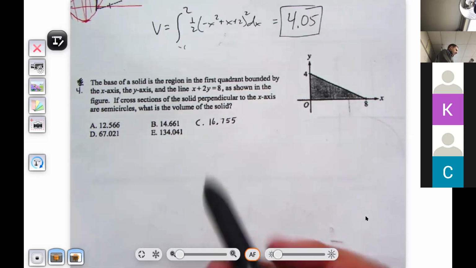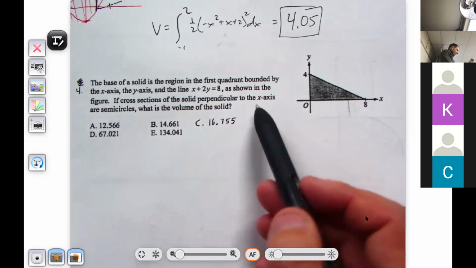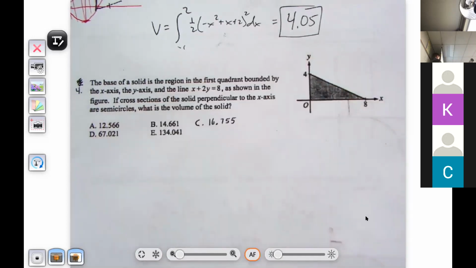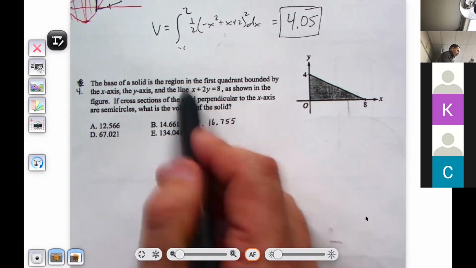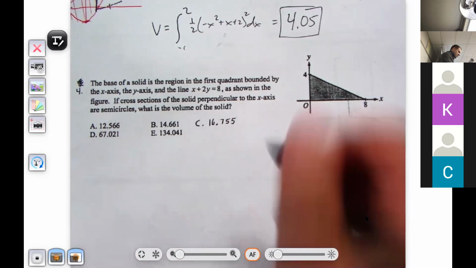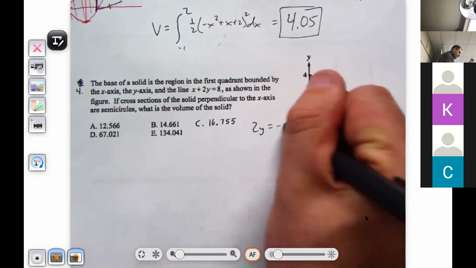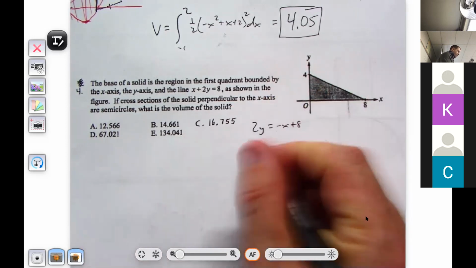So since it's perpendicular to the x-axis, the very first thing I do, I take any equation in the problem and I solve it for y. That would be step number 1 for me. I start there. So it's perpendicular to the x-axis. I'm going to solve that line equation for y. So I'm going to subtract x and divide everything by 2.